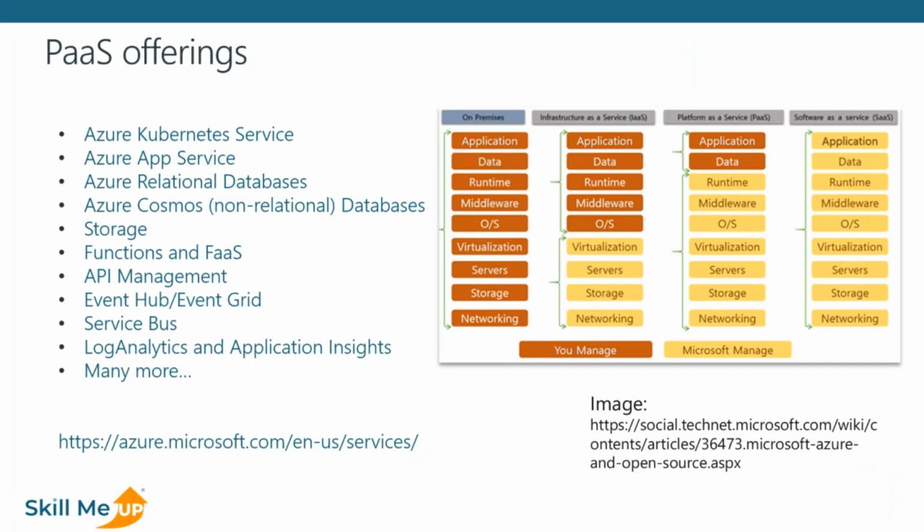And so here we see just some simple platform as a service offerings that are available at Azure. Now, these are not an all-inclusive list. You see the https://azure.microsoft.com/en-us/services. There is a robust list of things that are available there. But some of the key players that you're going to likely encounter, especially as a developer, are going to be the Azure Kubernetes Service, the Azure App Service, working with relational and non-relational databases. You're going to obviously be working with storage. There's functions and functions as a service, which is interesting. The API management tool, which is extremely powerful. We'll talk about this a little bit later. Event Hub, Event Grid, Service Bus. You can see there's quite a few there.